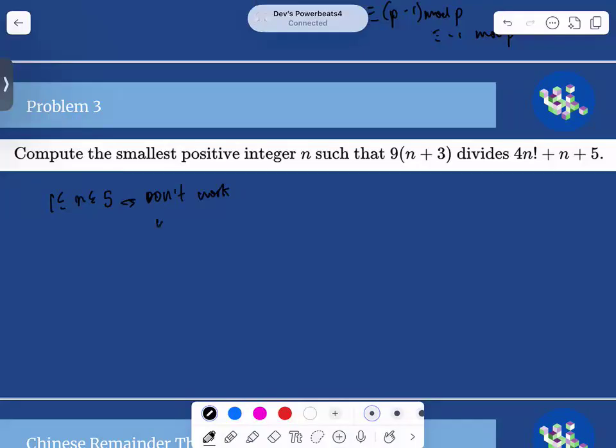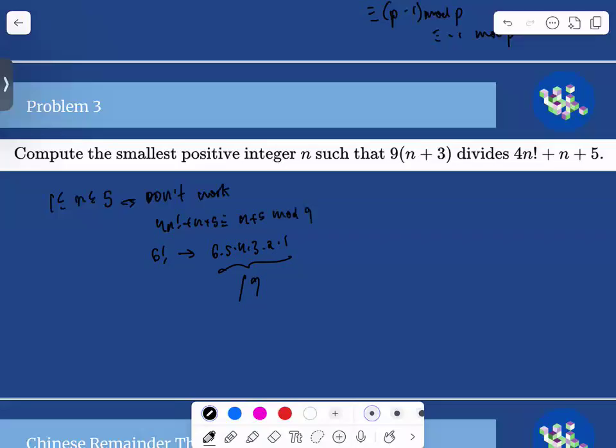So that means that 4n factorial is divisible by 9, because like 6 factorial has a 6 and then a 3. So then this is divisible by 9. And then you're just multiplying it by 4, which doesn't really do anything. So 4n factorial is divisible by 9. So 4n factorial plus n plus 5 is just congruent to n plus 5 mod 9.